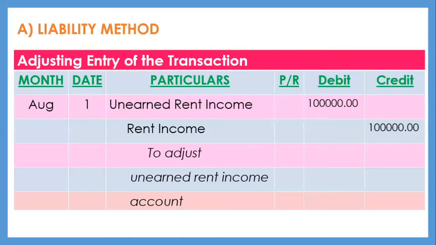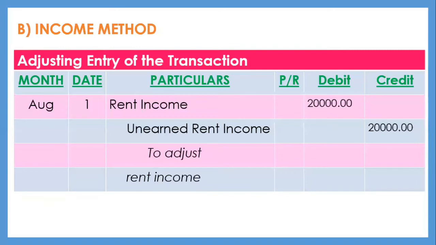So if the business or the company is using the income method, then the adjusting entry will be rent income to be debited amounting to 20,000 pesos and unearned rent income to be credited amounting to 20,000 pesos. And the brief description would be to adjust rent income.